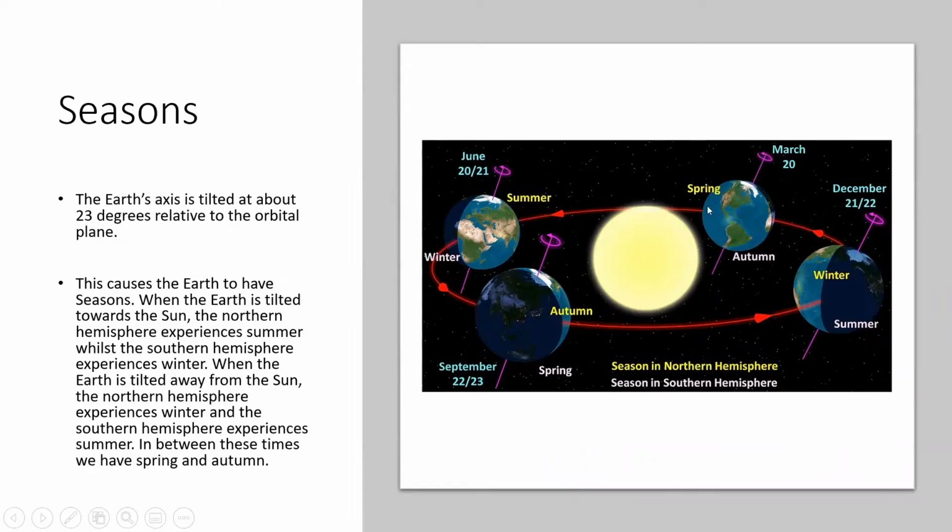Okay, and we'll go over to the opposite side for a moment. When the northern hemisphere is tilted away from the sun, we experience winter in the northern hemisphere and we experience summer in the southern hemisphere. The in-between times are the spring and the autumn.